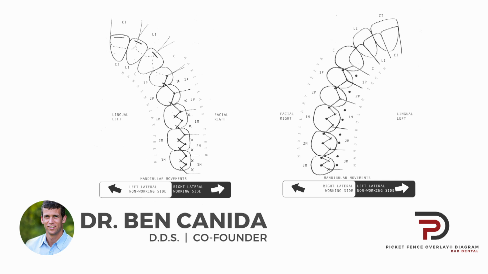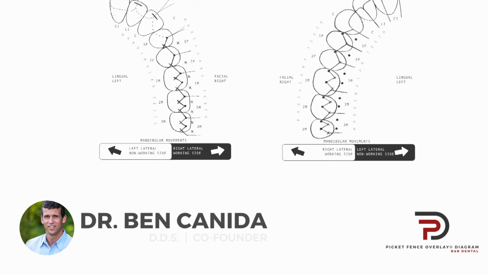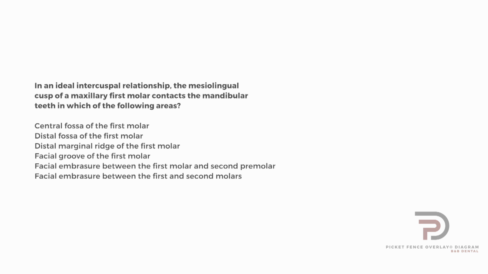The picket fence does a good job of tooth-to-tooth relationships, but you have to imagine individual cusps each time, and then you add lateral movements, and it's an even bigger stretch. Let me show you what I'm talking about. Let's look at some questions. Let's start looking at a question about contacts.